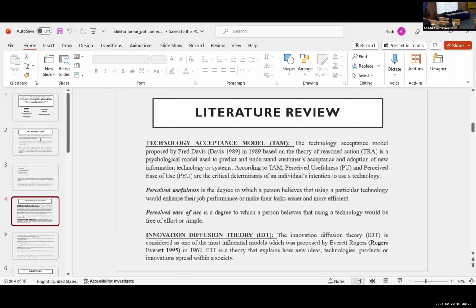So, the technology acceptance model was given by Fred Davis in 1989, and it is basically a psychological theory which researchers use to predict and understand the acceptance and adoption of new information technology or systems by the customers. And there are two critical determinants of TAM, which are perceived usefulness and perceived ease of use.